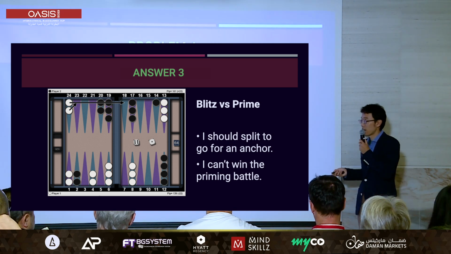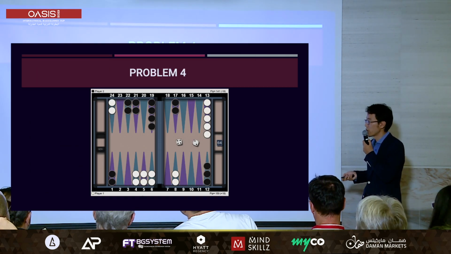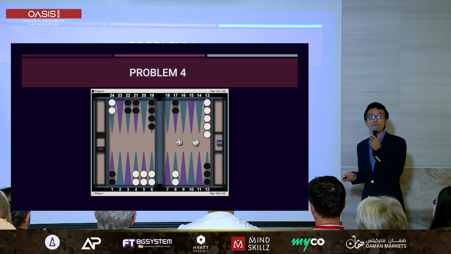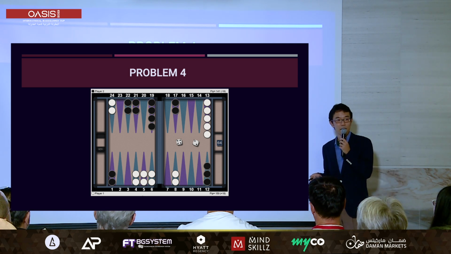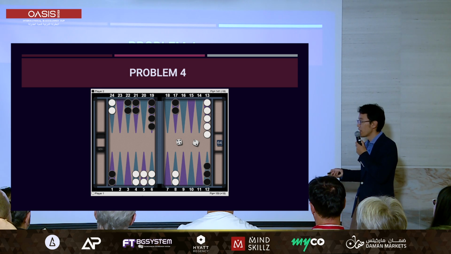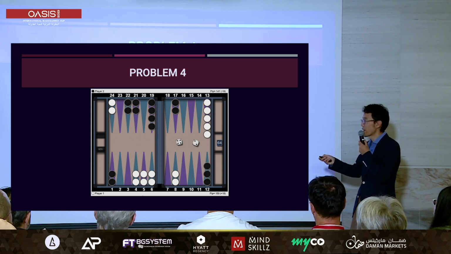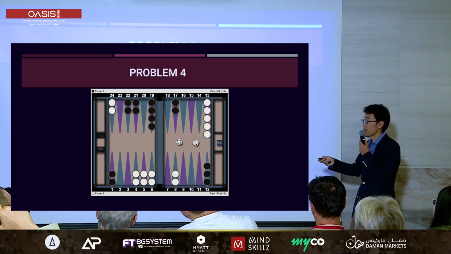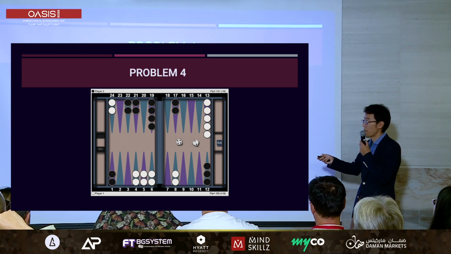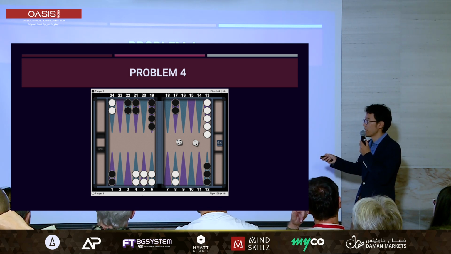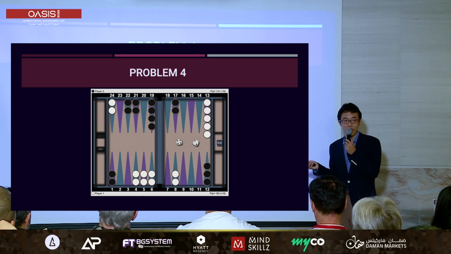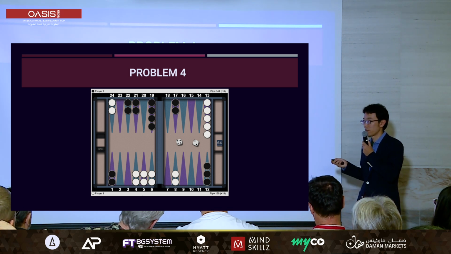Okay, let's go. 3 more problems. 4-2. What kind of position does white have? Prime, obvious. And what kind of position does black have? Blitzing position. Yes, it actually looks like a prime, but as a matter of fact, the 3-point is already made, and it's difficult to make the 5-point and bar point. Look at how small it is, there are not many builders to make the 5 or 7. So unless black rolls something like double ace, it's very difficult for him to prime.